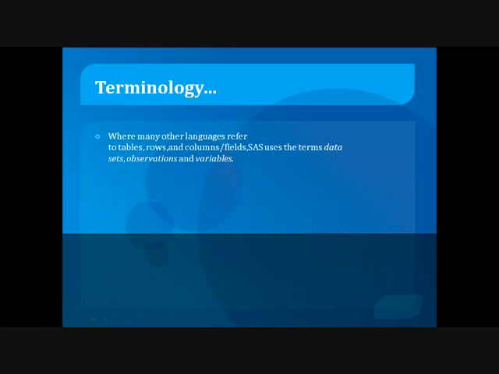Terminology. Where many other languages refer to tables, rows, and columns, SAS uses the terms datasets, observations, and variables. There are only two kinds of variables in SAS, numeric and character.